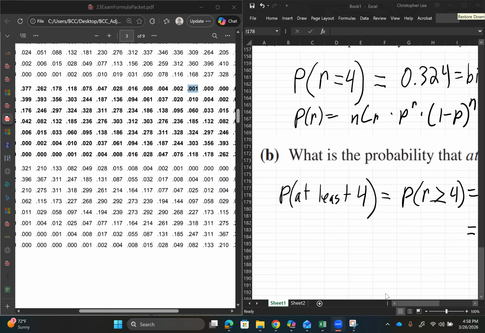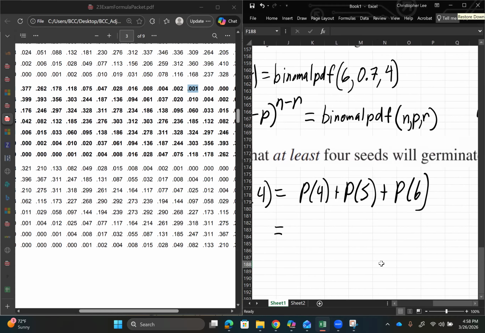So that's what? 27. That sounds about right. So 0.324 plus 0.303 plus 0.118. So it's these last 3 numbers in the column. Questions on this?